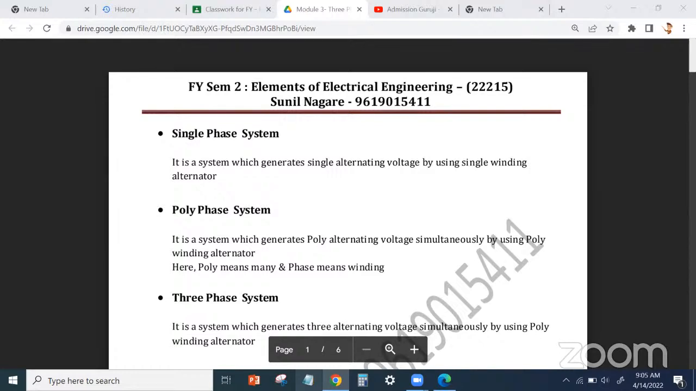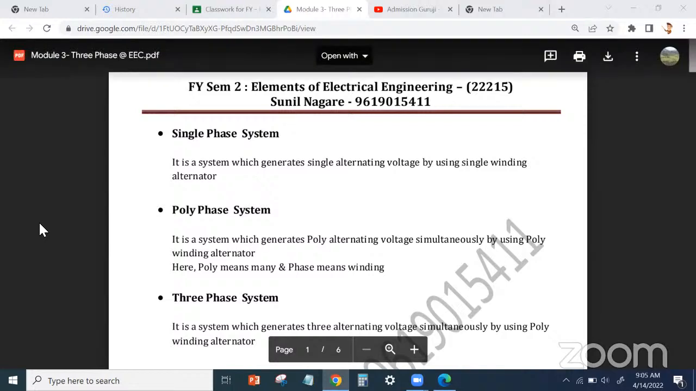So today we'll take the lecture on the theoretical part of three-phase circuit. Last time we solved sums. In yesterday's offline lecture also we solved one sum based on the three-phase circuit, star and delta. So today we'll see the theory part of three-phase circuit. Then this chapter will be over.